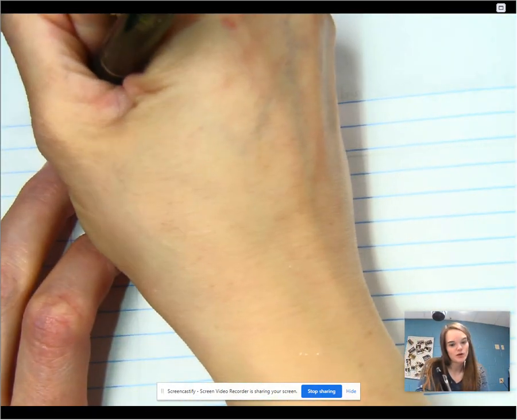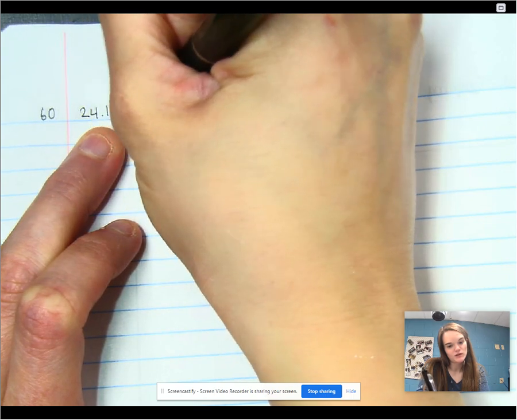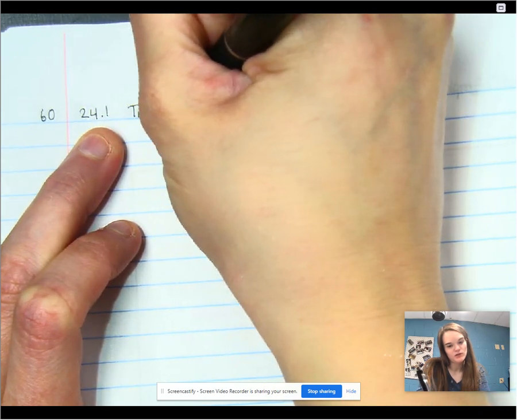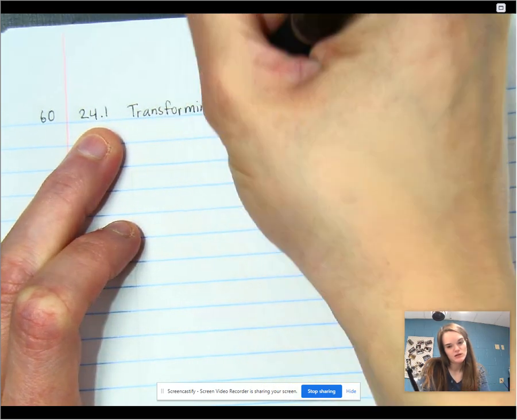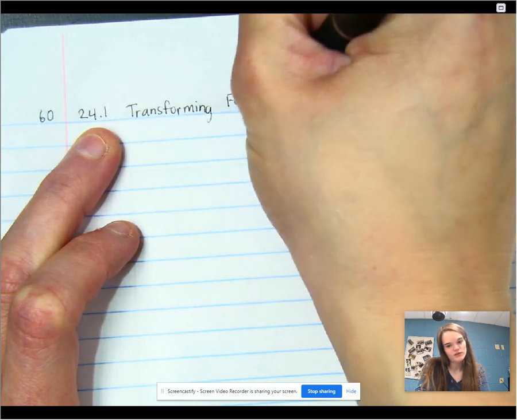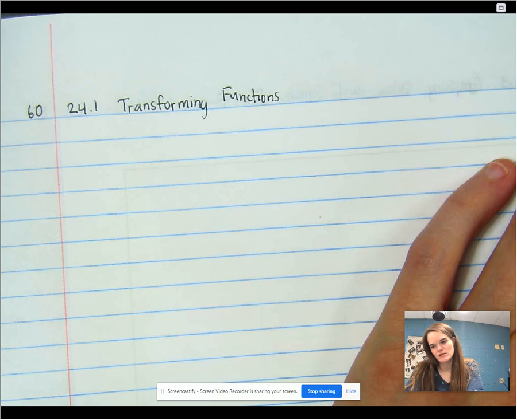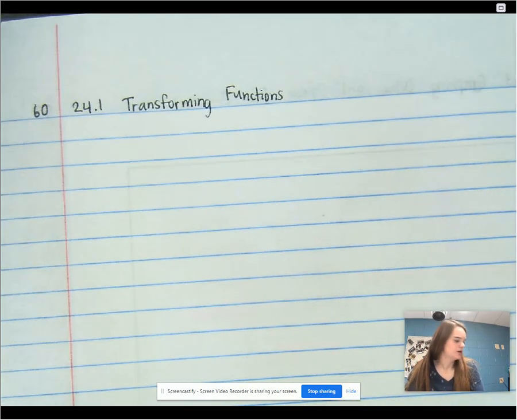So 24.1 transforming functions, and that's the title for 60 and 61. Okay, and I'm going to go ahead and grab the foldable. It goes on 60.